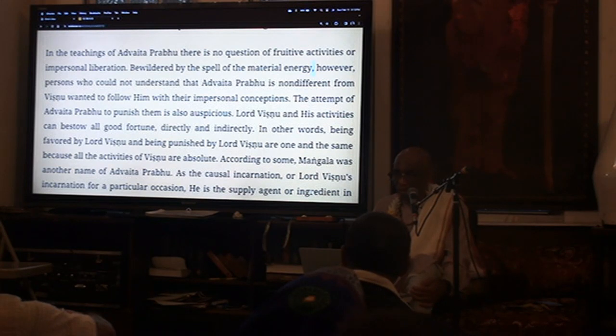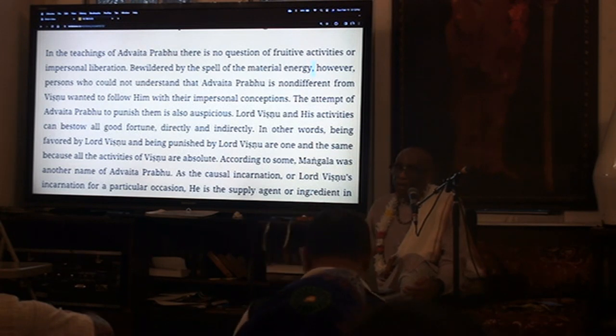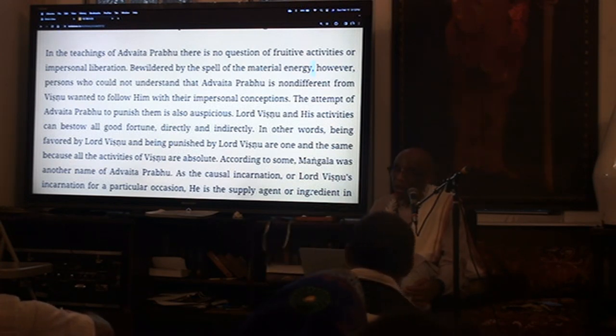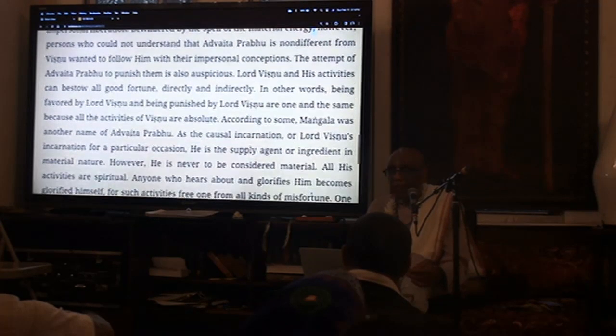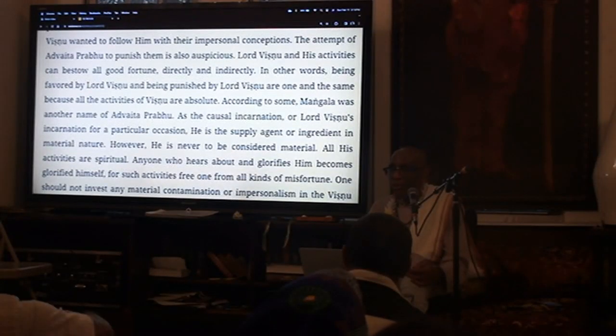So Srila Prabhupada is taking a certain angle here because impersonalism is very dangerous. And this is what has been attributed to Advaita Prabhu, but it's not the fact. The attempt of Advaita Prabhu to punish them is also auspicious. Lord Vishnu, in his activities, can bestow all good fortune, directly and indirectly. In other words, being favored by Lord Vishnu and being punished by Lord Vishnu are one and the same, because all the activities of Vishnu are absolute.